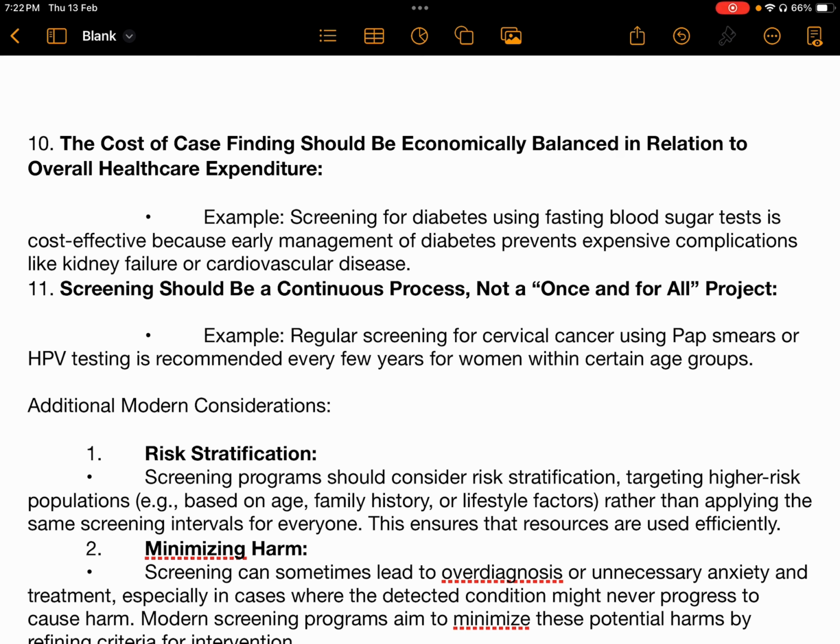Then number 11. Screening should be a continuous process, not a once and for all project. The screening programs should be a part of an ongoing effort to monitor and manage public health. Periodic screening may be necessary depending upon the conditions and the population risk factors. Example, regular screening for cervical cancer using pap smear or HPV testing is recommended every few years for women in certain age groups.